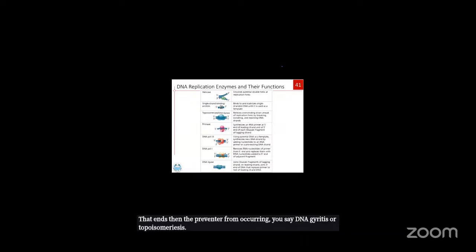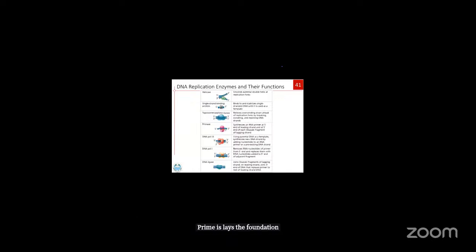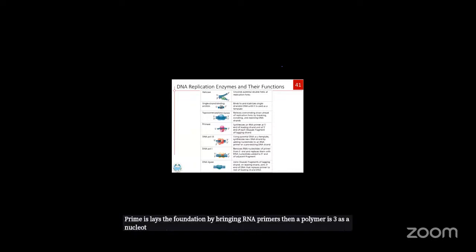Primase lays the foundation by bringing RNA primers. DNA polymerase 3 adds the nucleotides. DNA polymerase 1 removes RNA nucleotides and replaces them with DNA nucleotides. The DNA ligase, the superglue, joins the short Okazaki fragments together. Please, let's move on. We still have a very long way to go.